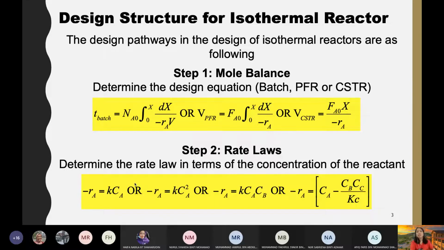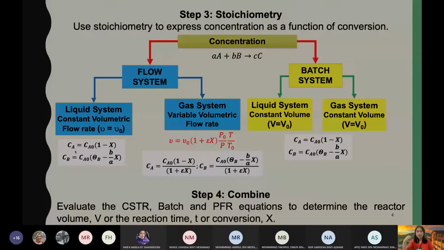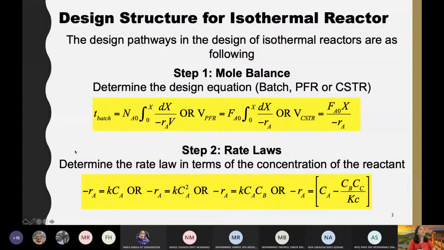For a batch with kCA, how? Batch with kCA squared, batch with kCACB. PFR with kCA, kCA squared, kCACB. CSTR with kCA, kCA squared, kCACB. So that's already a few scenarios, right? Then the next scenario: if you look at the design equation there is minus RA. We understand minus RA has different rate laws. Then you realize in this rate law we have CA and CB, right?